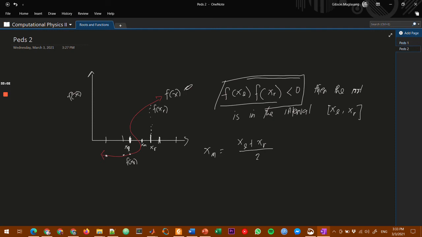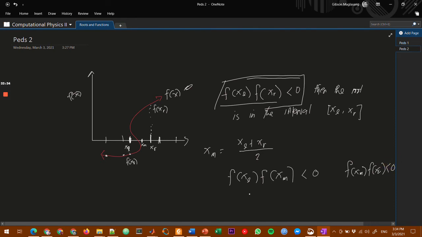But a computer can't see that, so we need to do another test. We multiply f of xl and f of xm. If it is less than 0, then the solution or root is there. Otherwise, it is between xm and xr, if that product is less than 0. I hope you can follow. If this is true, your interval changes. Your new interval would be: set xm as your xr. In the other case, set xm as your xl.